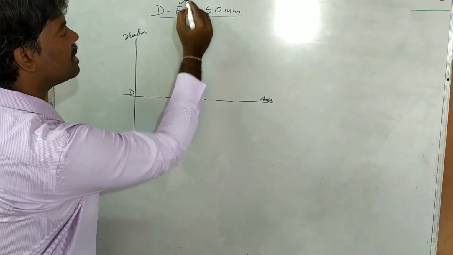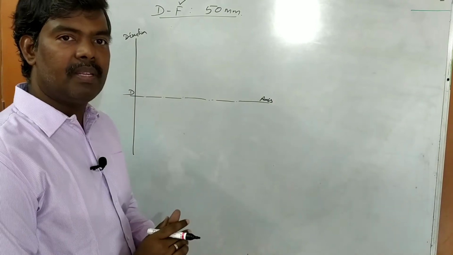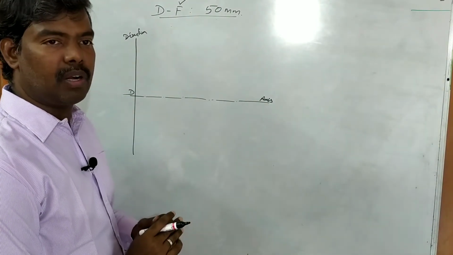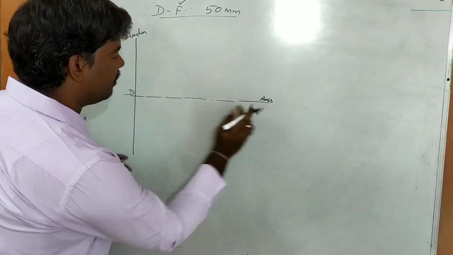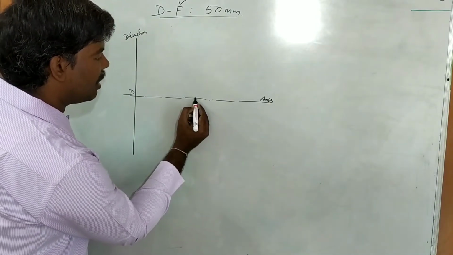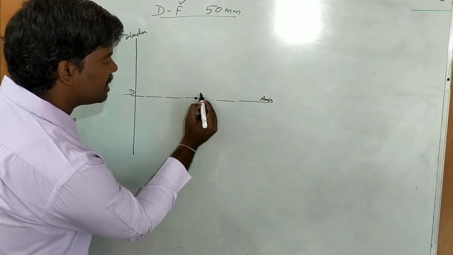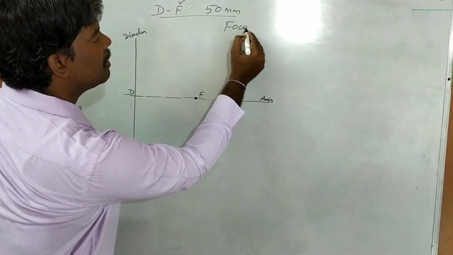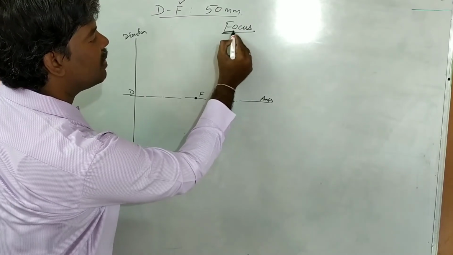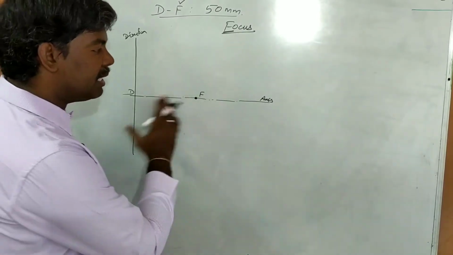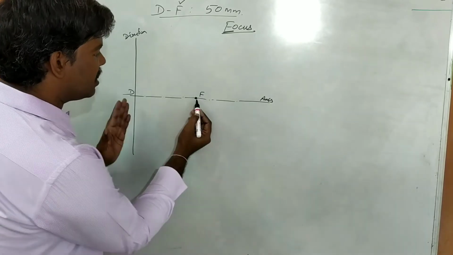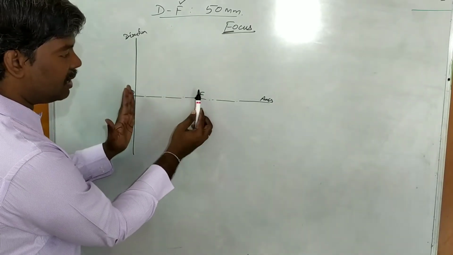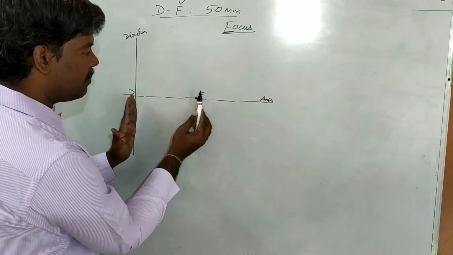The focus is a fixed point, especially the fixed point on the axis. So this is the axis line. In that axis line you fix one point, that is called the fixed point, which is nothing but the focus. F stands for focus, a fixed point on the axis. Therefore the fixed point distance from the directrix is given as 50 mm. So from here to here is 50 mm.